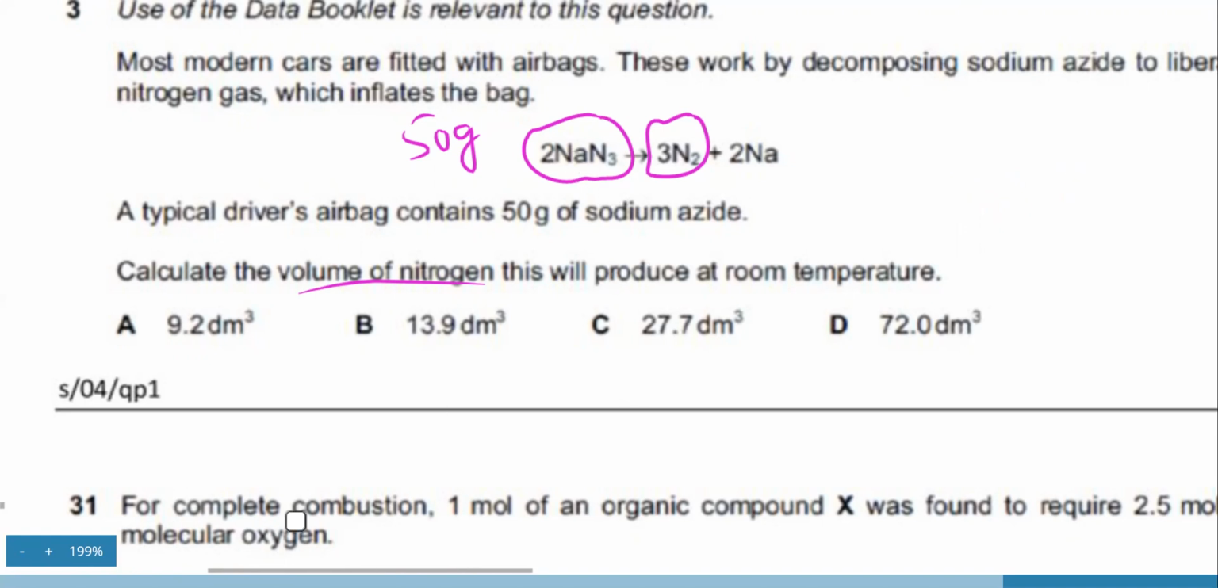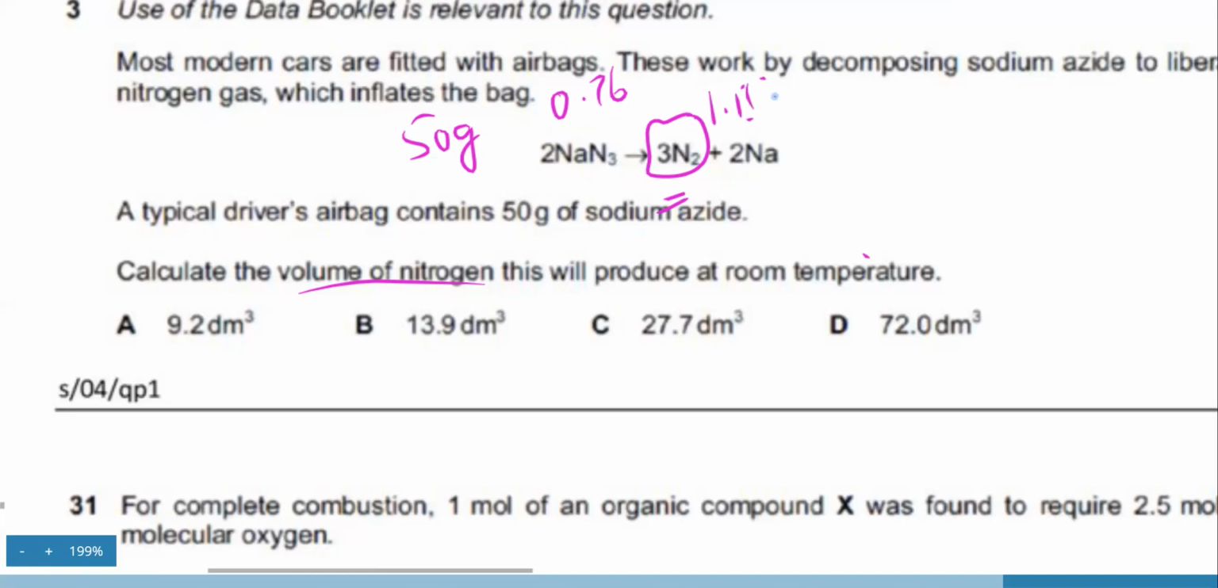Find the moles of NaN3. Oh, okay, because I put the value as 22 for Na. That's why. So for the moles, I got 0.76. Okay, so how many moles of N2 then? I got 1.15.